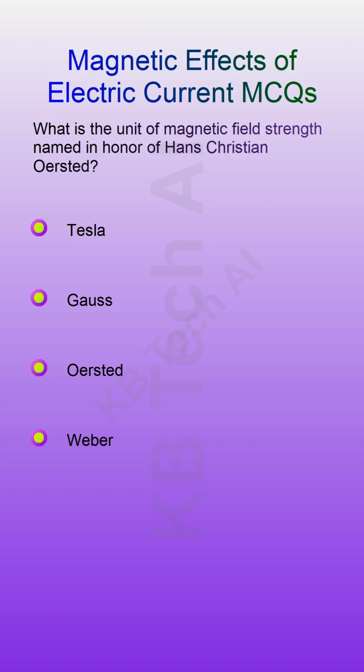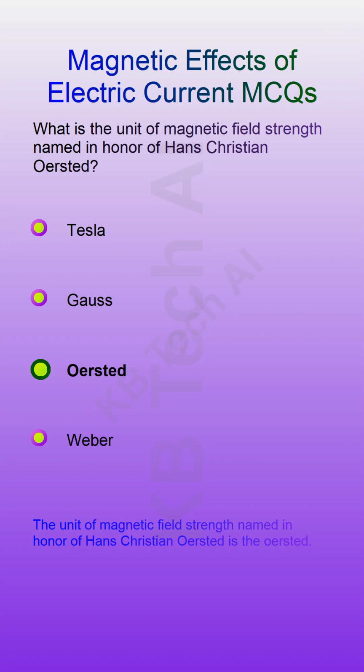What is the unit of magnetic field strength named in honor of Hans Christian Oersted? Option 1, Tesla, option 2, Gauss, option 3, Oersted, option 4, Weber. The answer is, option 3, Oersted.